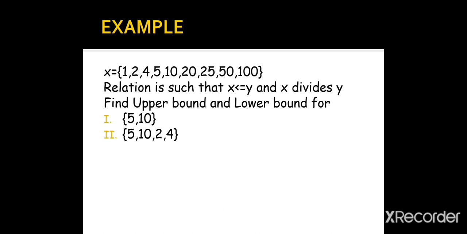We will learn about upper bound and lower bound through an example. The example is x equal to 1, 2, 4, 5, 10, 20, 25, 50 and 100. The relation is such that x is less than or equal to y and x divides y. Find the upper bound and lower bound for 5, 10 and also for 2, 4, 5 and 10.